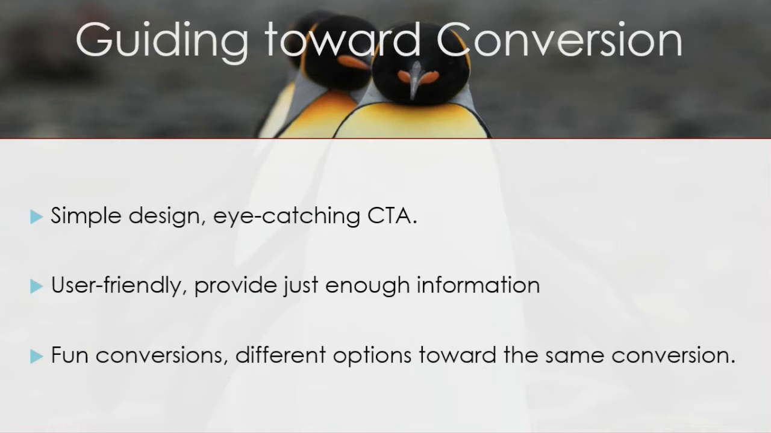Different options towards the same conversion. If this isn't possible, it's not possible. These are not hard, fast rules. If you have one conversion, stick with it. If you have other ways to go towards the same conversion, then do that. Don't have more than one conversion, right? So in the example that we just saw, the conversion is always donating money. No matter what, it's always donating money. That's fine. They're not asking me to donate money or sign up for their newsletter. It's the same conversion, but just in different forms.